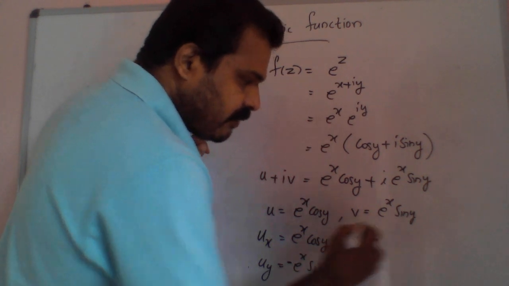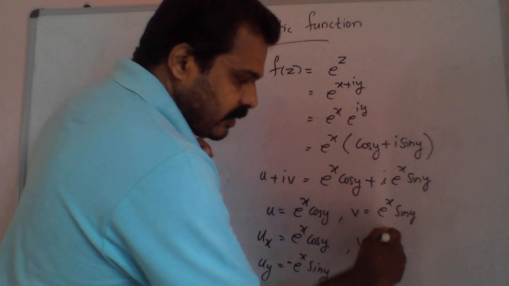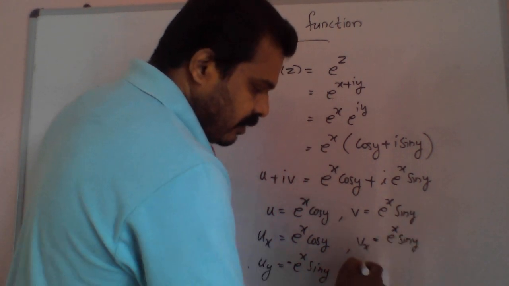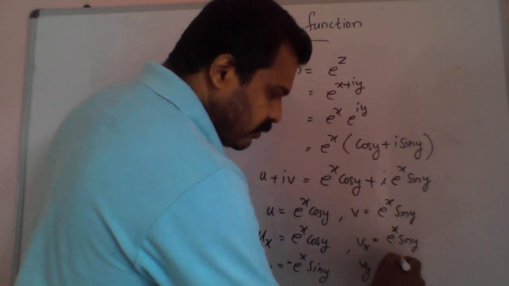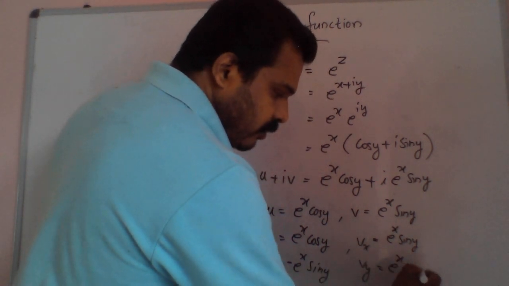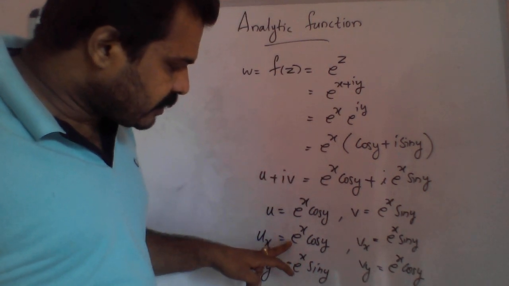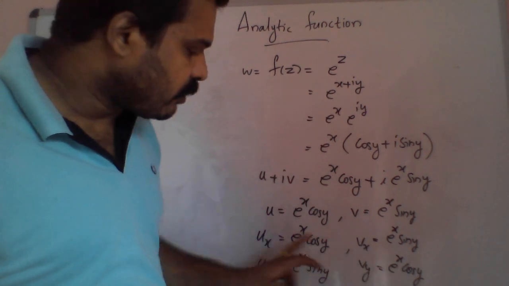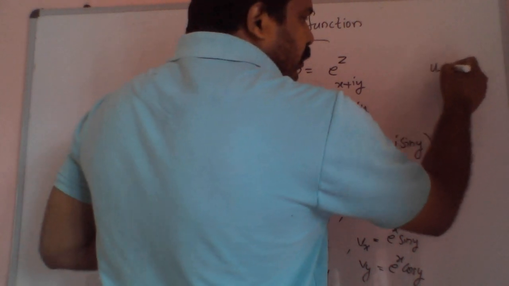Vx: differentiating v with respect to x, the derivative of e^x is e^x, so vx is e^x sin y. And for y, e^x times the derivative of sin y, which is cos y. So ux is e^x cos y, and vy is e^x cos y. So both are the same. Ux is equal to vy.